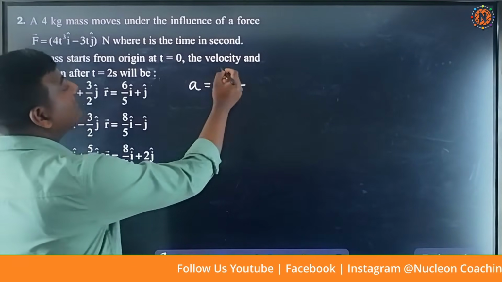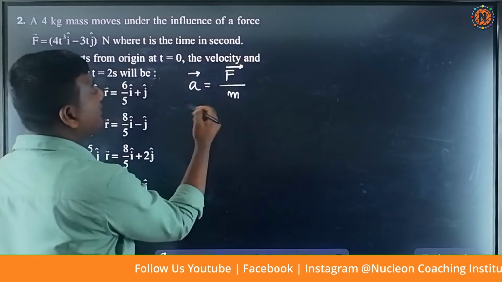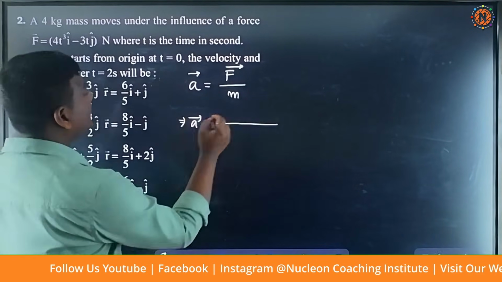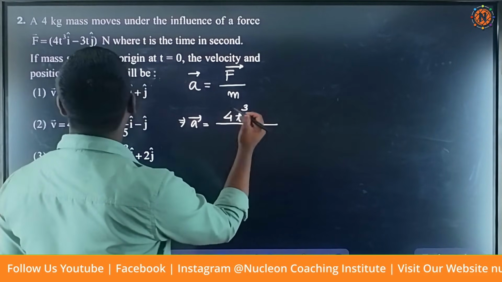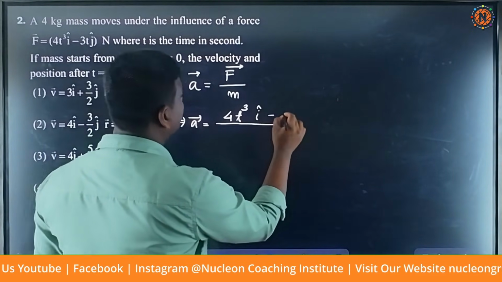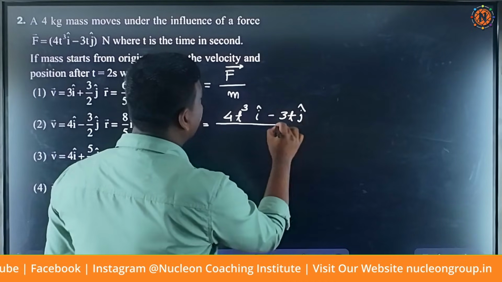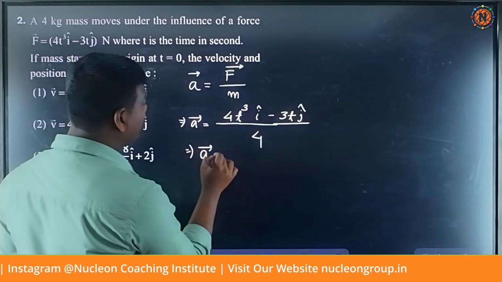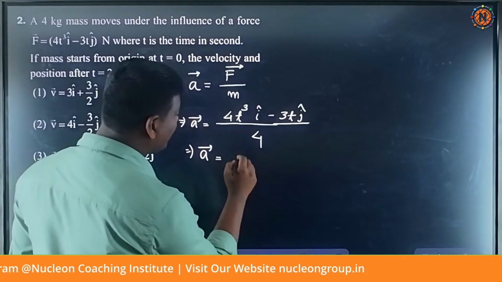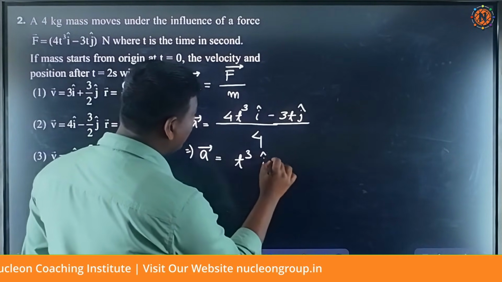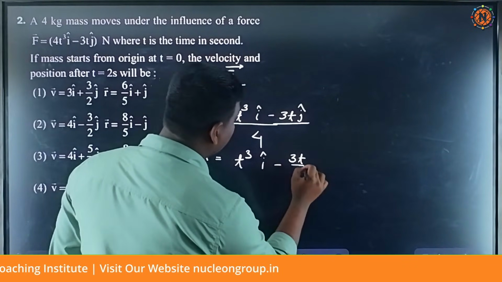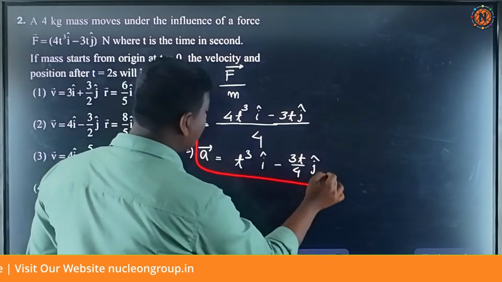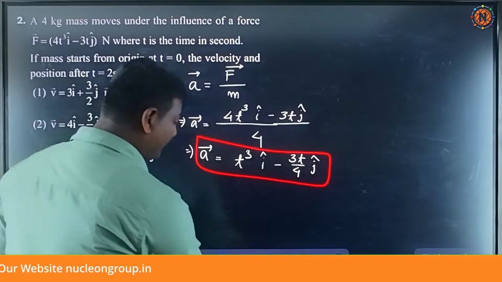Since force is given in vector form, we can write the A vector equal to F vector by m. Now see, force is given as 4t cube i cap minus 3t j cap, divided by mass. Mass is given as 4 kg. So divide it. So the A vector will be how much? The 4 will be cancelled. So t cube i cap minus 3t by 4 j cap. So this is the acceleration we got, but we need to find the velocity and position.